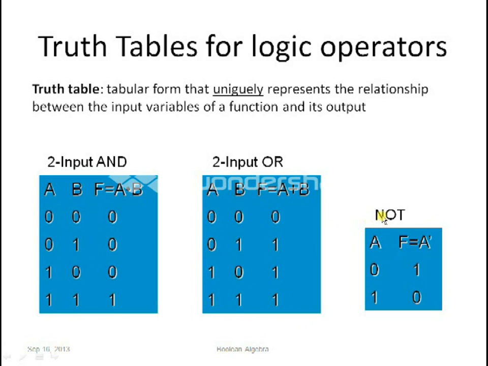Now in the same way, as I told you, NOT or complement operates on only one variable, so there is only one input variable a, and the output expression is a complement, or a naught. So if a is 0, then the output is 1, and if a is 1, then the output is 0. Here the truth table gives us the relationship between the input and the output by using the possible combinations of the input.